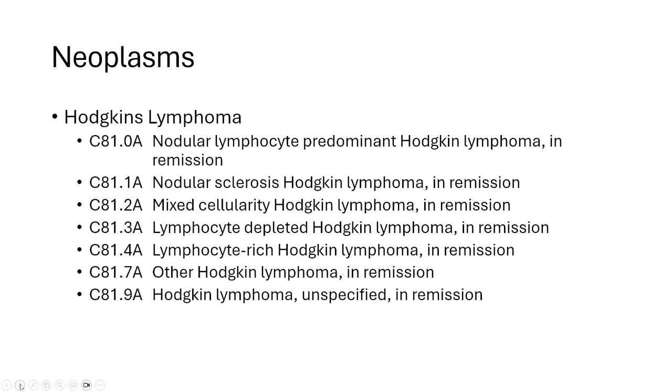And you can see that in these particular codes, the fourth character has changed to identify the different kinds of Hodgkin lymphoma that's in remission. If you don't have one of the first 5 as the information for what you're coding, but you have a kind of Hodgkin lymphoma, you're going to use the other code. So other Hodgkin lymphoma. And if you don't have what kind of Hodgkin lymphoma it is, then you're going to use the unspecified.